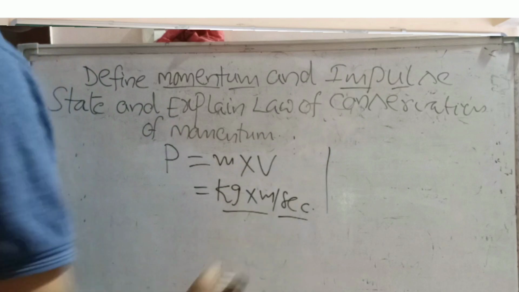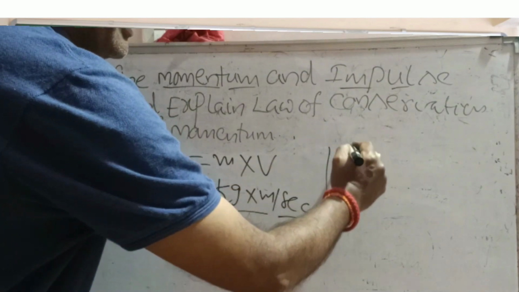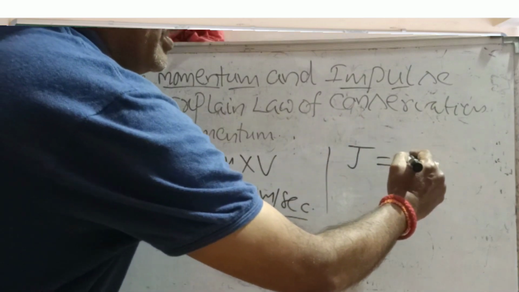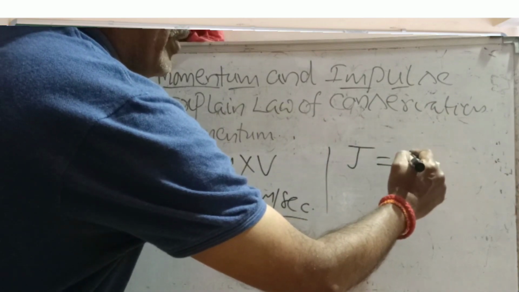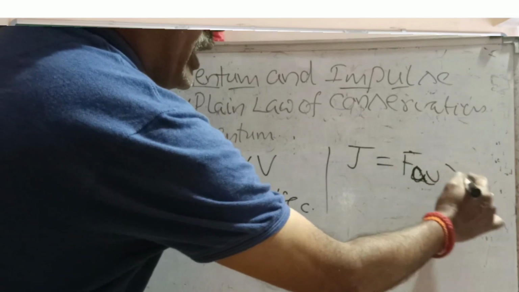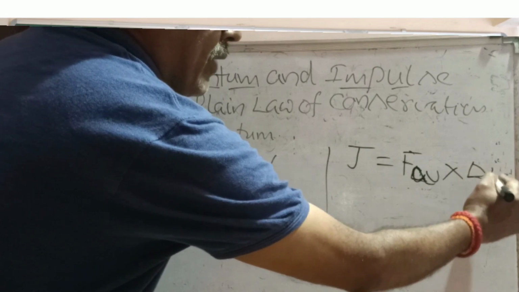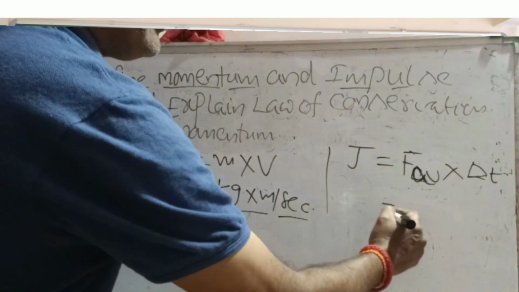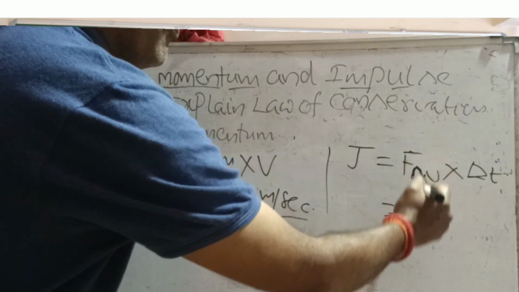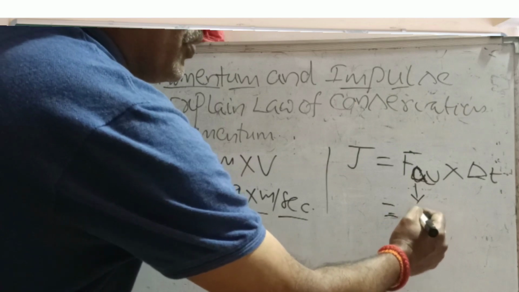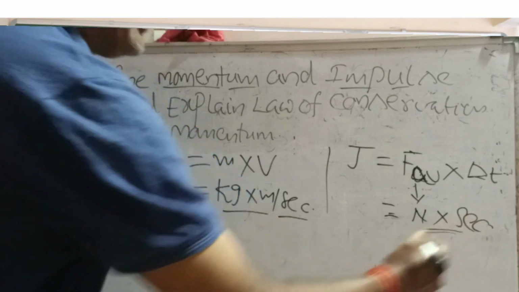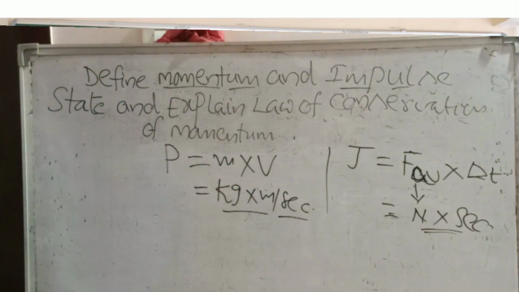By the way, impulse is generally denoted by the letter J. Impulse is the average force acting on a body for a short interval of time. Let the short interval of time be denoted by delta t. The unit of force is newtons and of time is seconds. So, newton second is the unit of impulse.